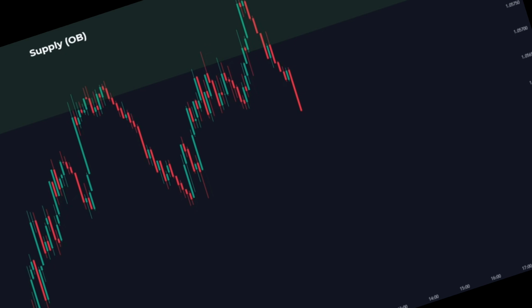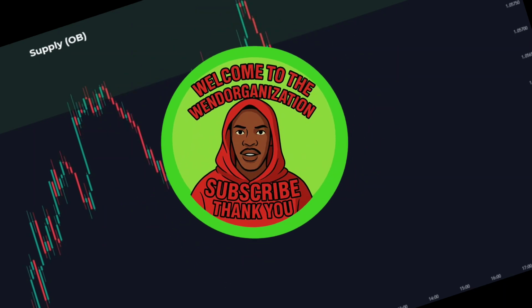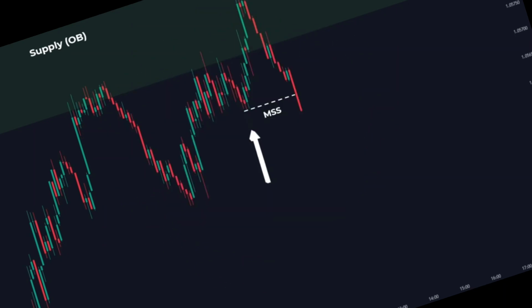Now, we can see that price has created a market structure shift by breaking and closing below this swing low. Buying momentum is fading and sellers are once again taking control. Now, our bias shifts to bearish on the 5-minute chart, and we can confidently look for short opportunities.